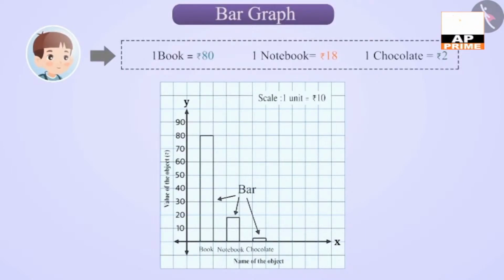Like here, we can say that the first bar denotes the value of the book as rupees 80. The second bar denotes the value of the notebook as rupees 18, while the third bar denotes the value of the chocolate as rupees 2.